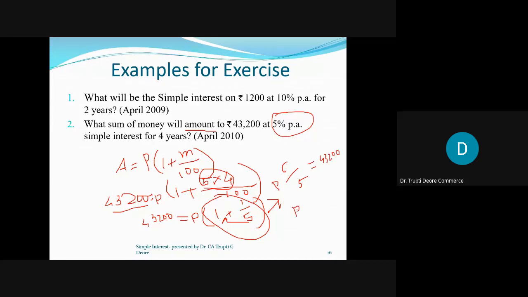So P is equal to what? This 5 is divide here, so it will multiply there. So 43,200 multiply by 5, and this 6 is multiply here, so it will divide there. So divide by 6. Just go for the calculation on the calculator. You will get the value of P. Okay, just check out. I will wait for it.